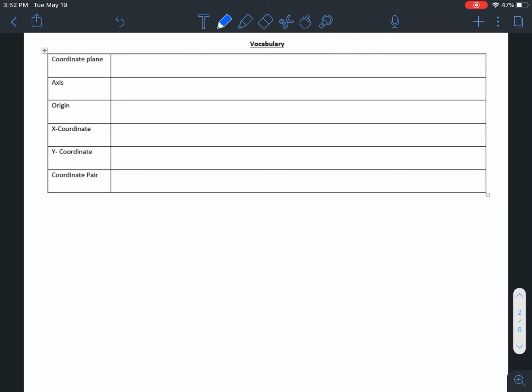It's going to have an x-axis and a y-axis. When we're referring to the axis or axes, we're actually just referring to the number lines. So when you see the x-axis, you can say that's the x number line. And when you see the y-axis, you can say that that's the y number line.